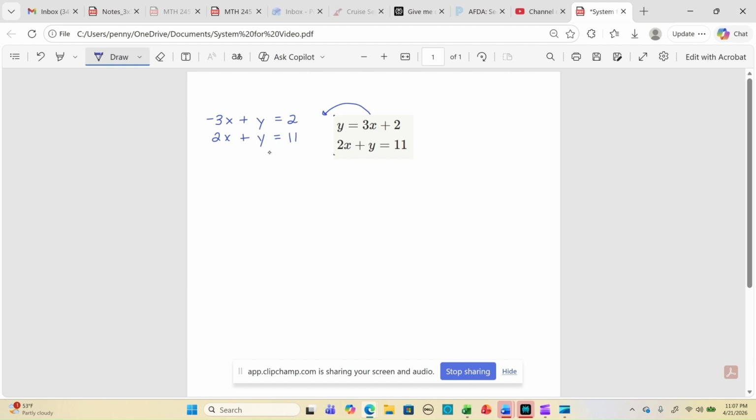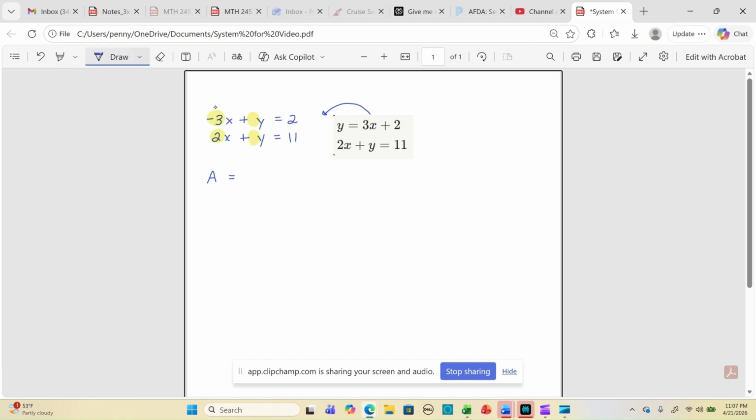All right, if you recall, we named our matrices. So we have matrix A, and we take the coefficient that's in front of each number. So we have these as our four numbers. All right, so if I don't see a number, I know it's a 1. So I've got negative 3, 1, 2, and 1.